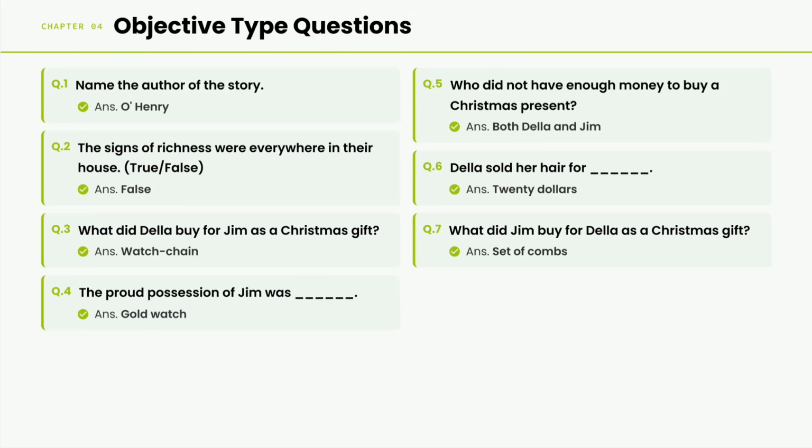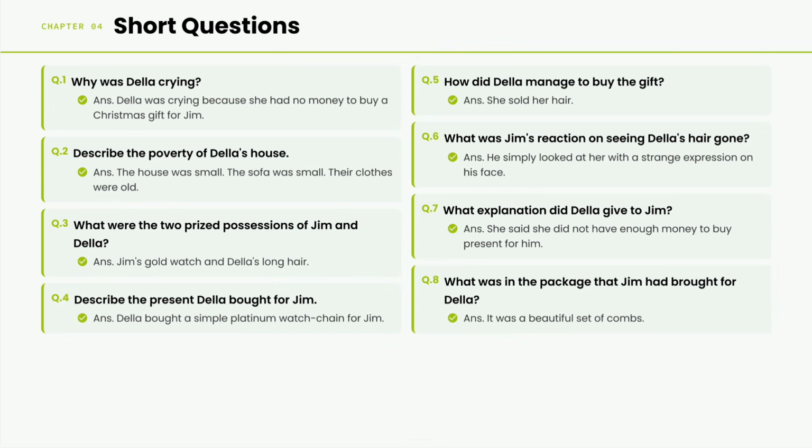Question 3. What did Della buy for Jim as a Christmas gift? Answer. Watch chain. Question 4. The proud possession of Jim was, answer. Gold watch. Question 5. Who did not have enough money to buy a Christmas present? Answer. Both Della and Jim. Question 6. Della sold her hair for, answer. $20. Question 7. What did Jim buy for Della as a Christmas gift? Answer. Set of combs.